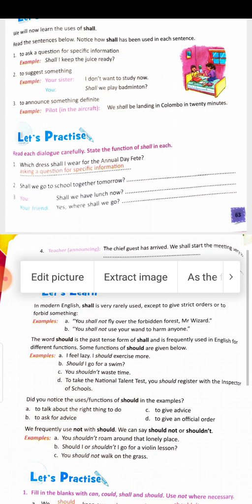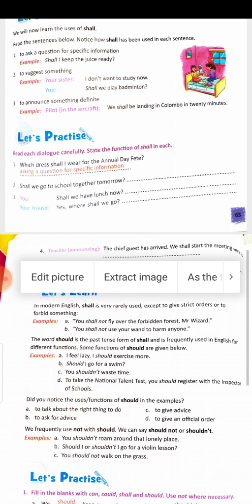Which dress shall I wear for the annual day fete? This is asking a question for specific information. He is asking a question, but the answer will be specific. So it is for specific information. Shall we go to school together tomorrow? This is a suggestion. Shall we have lunch now? This is asking a question for specific information.